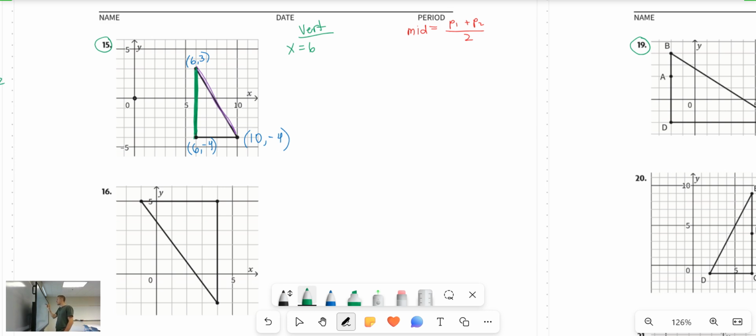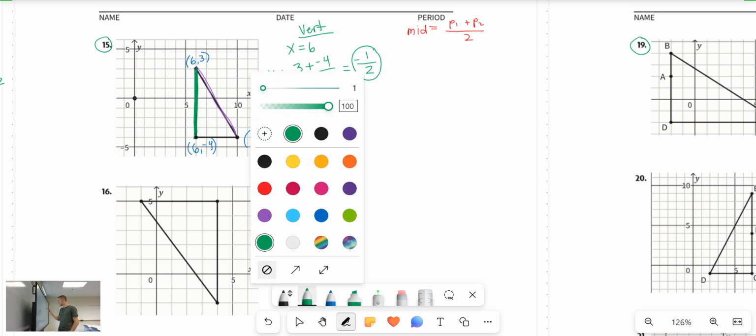So x is going to be 6, and we just have to figure out what the y is going to be. So for our y, we're going to have 3 plus negative 4 divided by 2. So 3 plus negative 4 is negative 1. Sorry, I'm rewriting the same thing, my mistake. We're going to write it here. Negative 1 divided by 2. And we can't actually simplify that at all, so we're just going to leave it like that. So our y value is going to be negative 1/2.